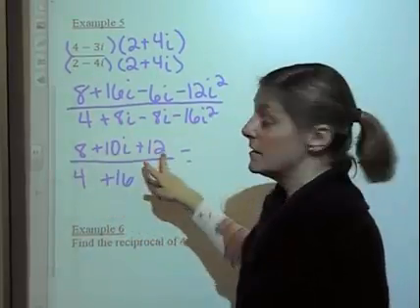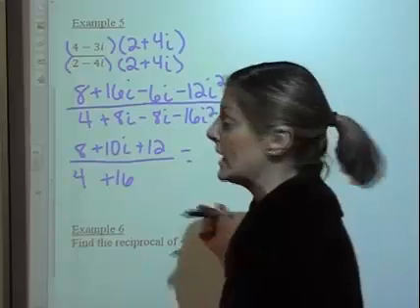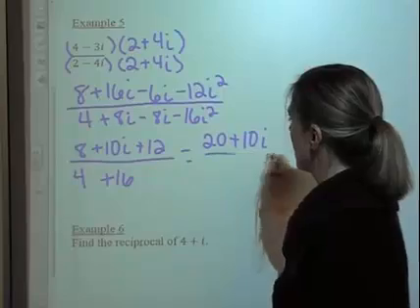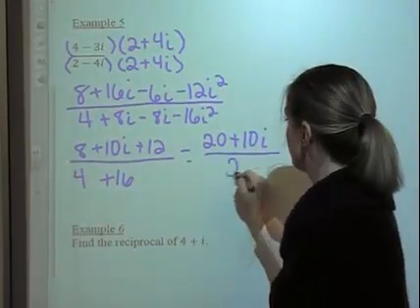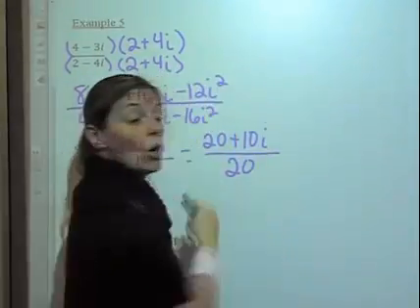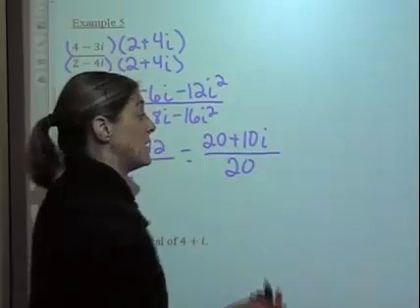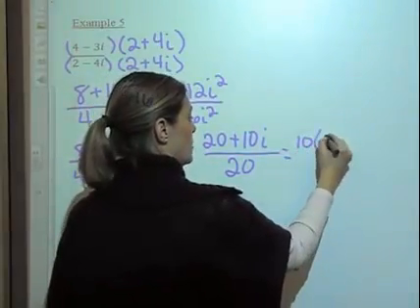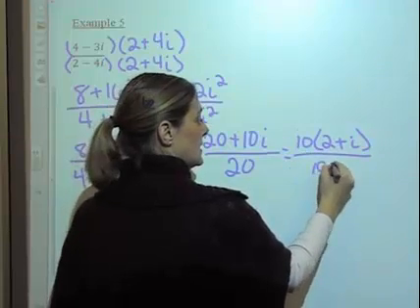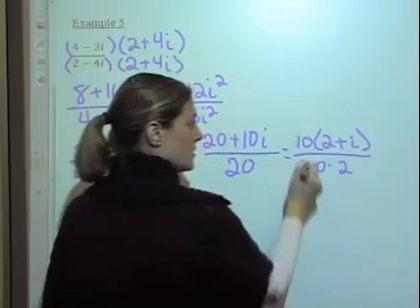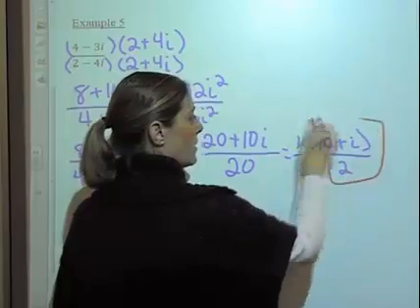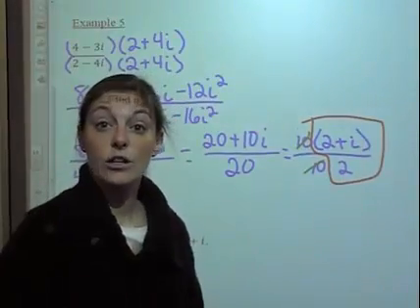We have 8 plus 12 is 20, plus 10i over 20. Now we can simplify this just a little bit. Our greatest common factor of the numerator is 10. So that leaves us with 2 plus i over 10 times 2. So those are going to cancel, and you're left with 2 plus i all over 2.